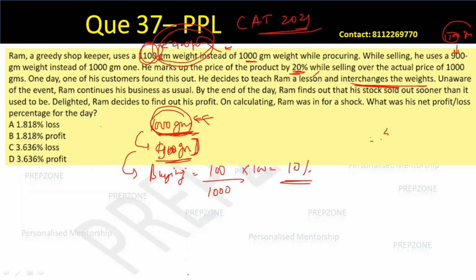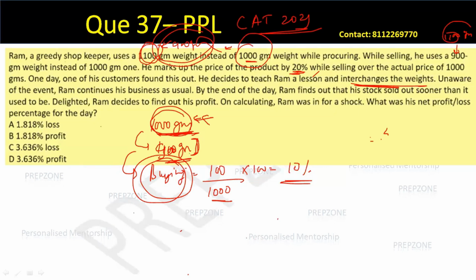Okay. This is the loss at the time of buying. This is clear. How did we calculate? Actually, how much is my loss? He is now using 900 gram weight, which means he is paying for 1000 gram. Okay. So whatever he pays for, that should come in the denominator. But he is actually getting only 900 gram. So how much is his loss? 1000 minus 900, 100 gram. So 100 by 1000, it is 10%.